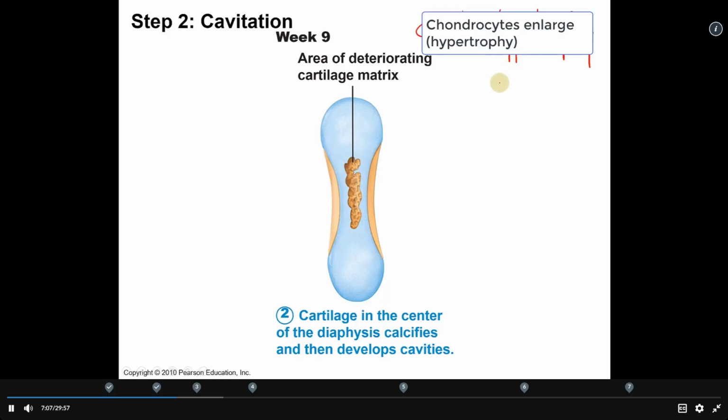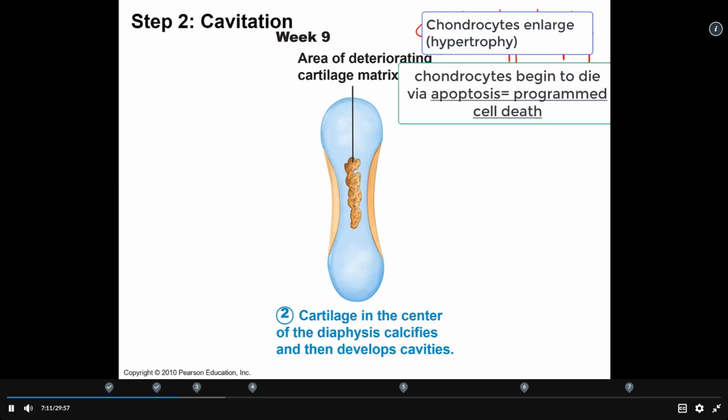And they die via a process called apoptosis. Now, apoptosis means programmed cell death. In other words, all cells have embedded in their DNA their death date, the day they're going to shut down. And so first these cells enlarge, hypertrophy, and then they shut themselves down and die.